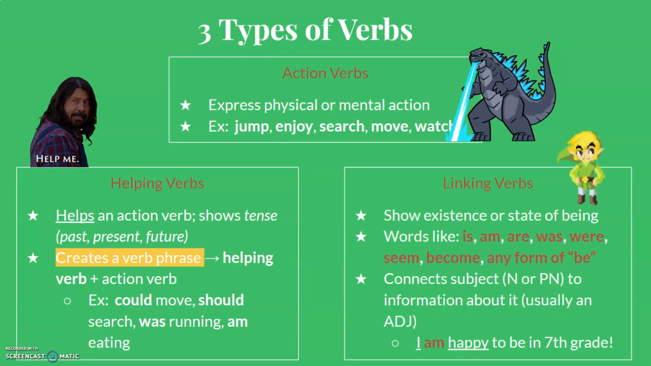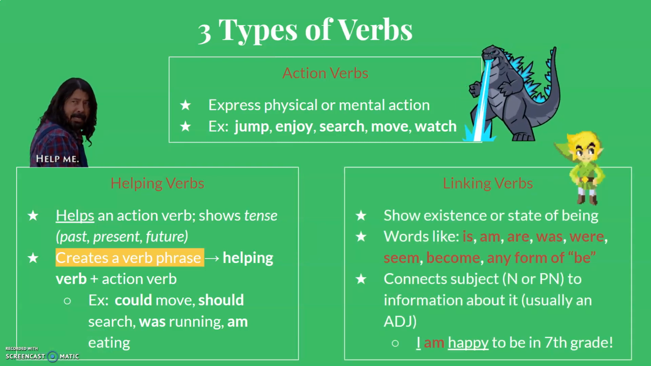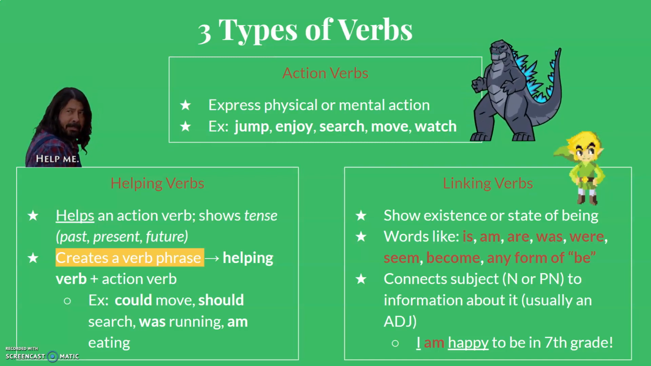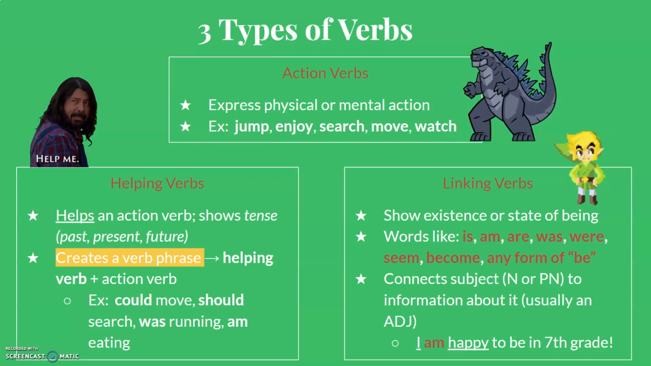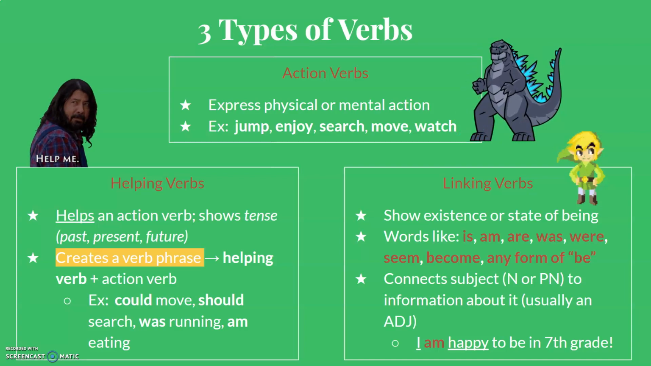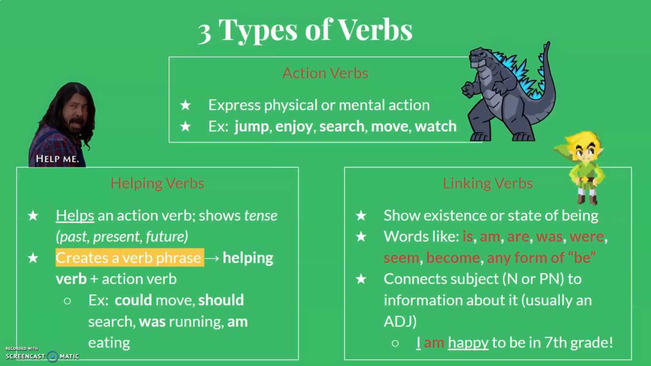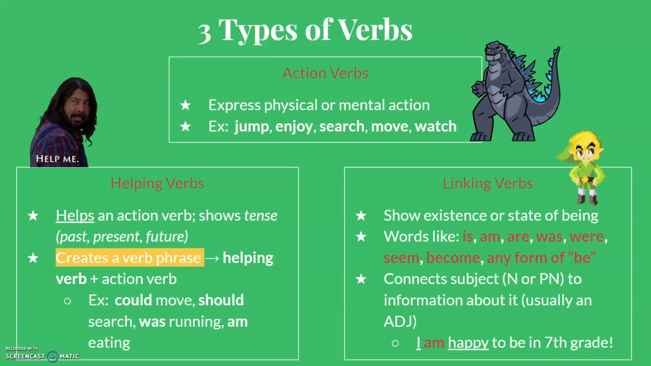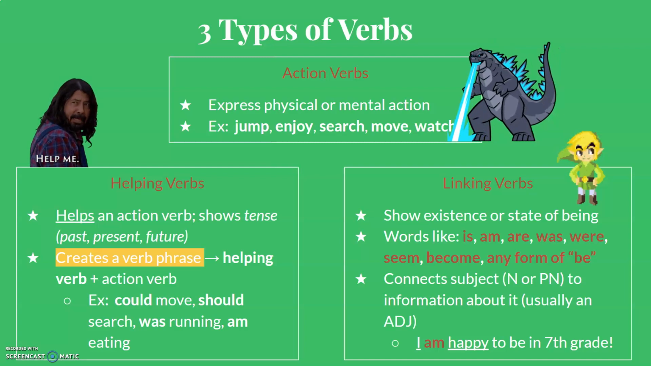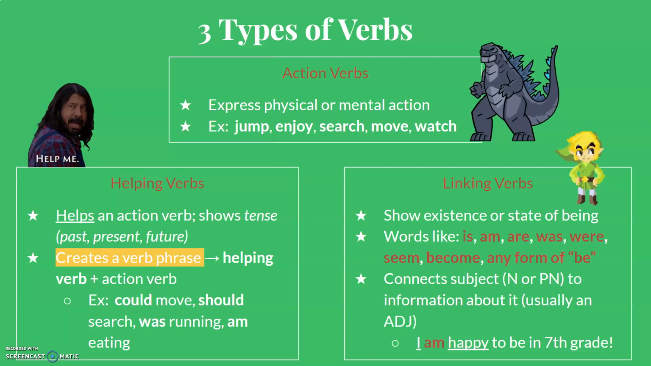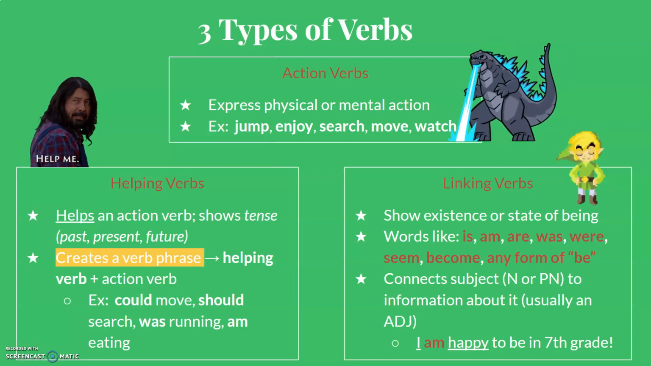And finally, we have linking verbs. These ones are a little bit more tricky to identify unless you are a grammarian. Is that a word? So they show existence or state of being with words like is, am, are, was, were, seem, become, or any form of be. And it connects a subject, which is usually a noun or a pronoun, to information about that noun or pronoun, which is usually an adjective, right? So I, that's the subject, that's a noun. Am, which is the linking verb. Happy, which is the adjective, to be in 7th grade.